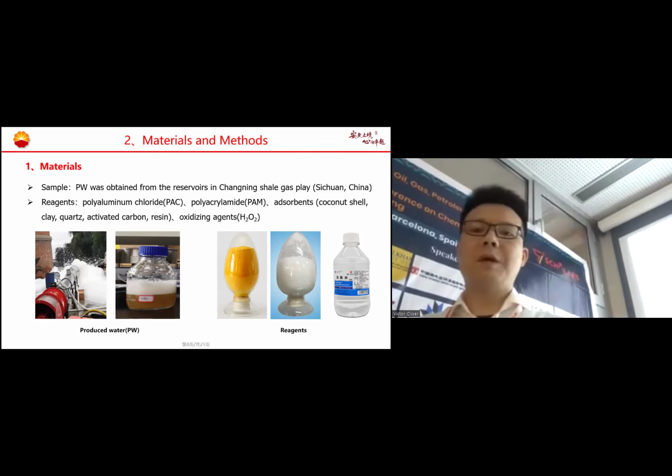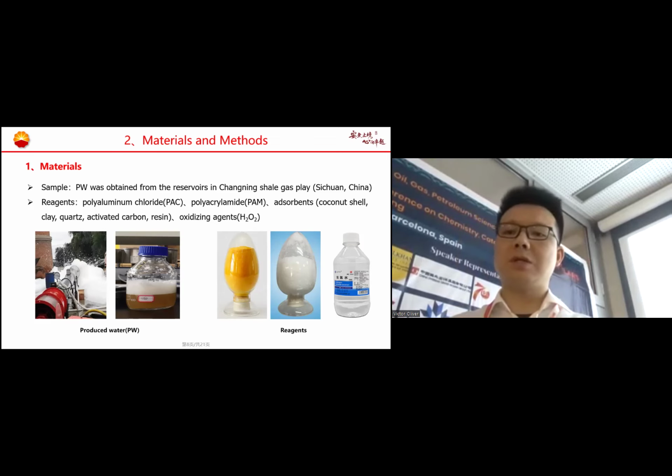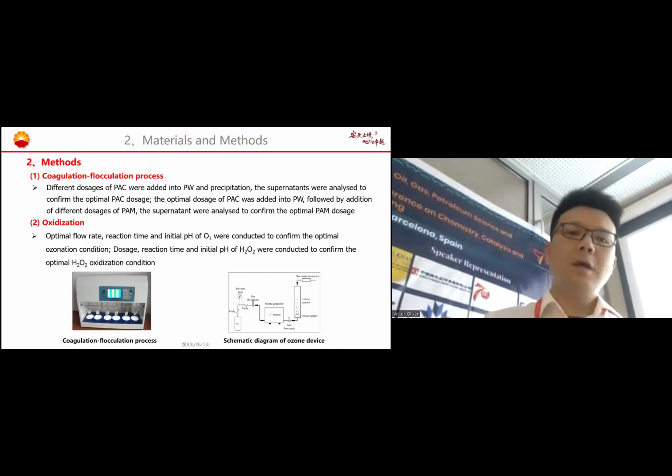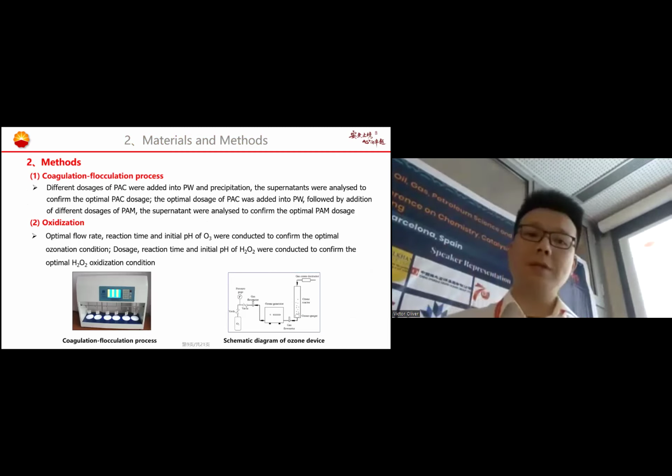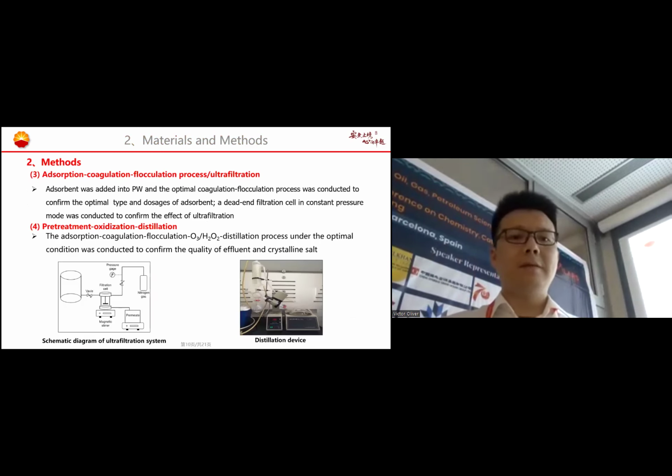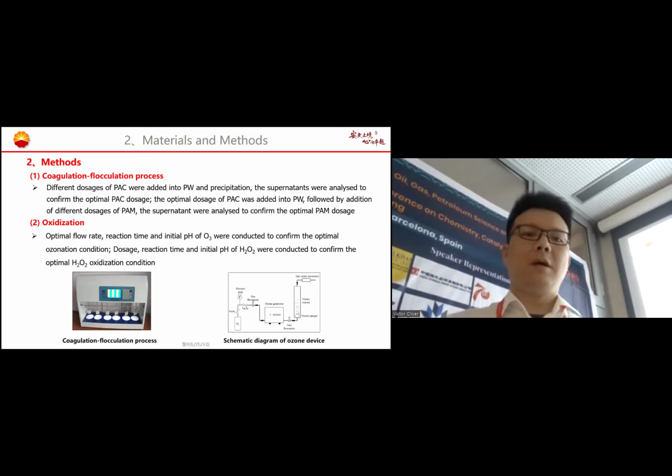We studied PAC, PAM, and adsorbents such as coconut shell, clay, quartz, activated carbon, resin, and oxidizing agents such as hydrogen peroxide. And for the methods, we studied the coagulation and flocculation process, oxidation and adsorption, and also filtration, pretreatment, oxidation, and distillation.